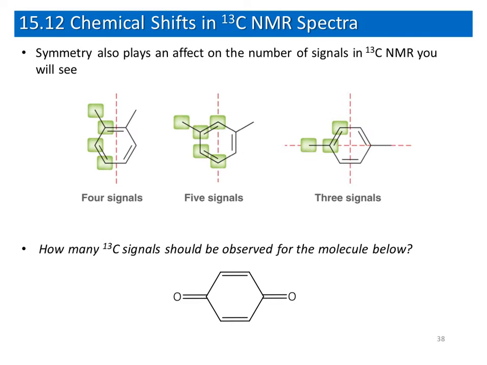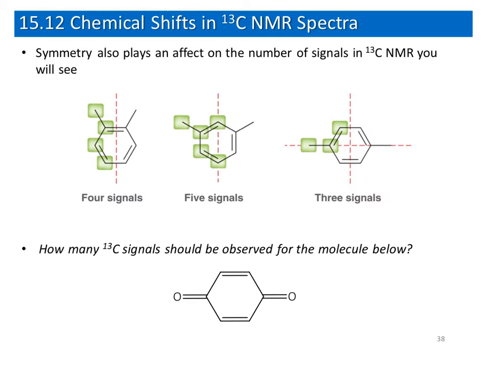And with the third one, we have 2 planes of symmetry. So with this plane of symmetry, this carbon is exactly the same as this one. This carbon is exactly the same as this one. The methyl is exactly the same as this one. Now with this plane of symmetry, this carbon is exactly the same as this one, and this one is exactly the same as this one. So overall, we are going to see 3 signals for this structure.